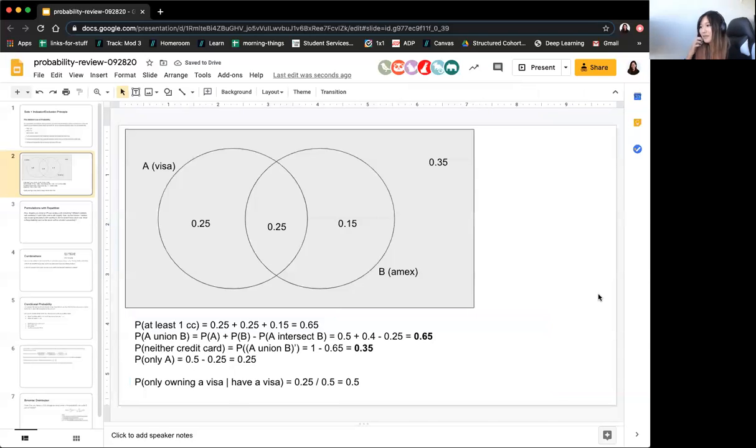Questions on this problem? I would say this is one of the easier ones, especially if you were to draw it out. Cool, awesome. I'm happy to circle back to any of these at any time as well.